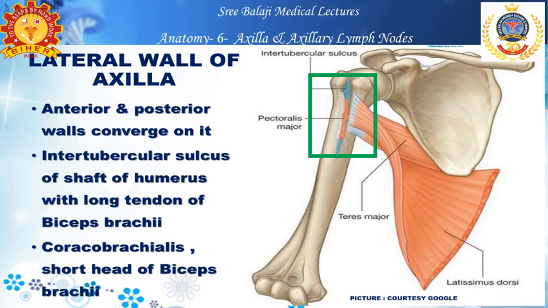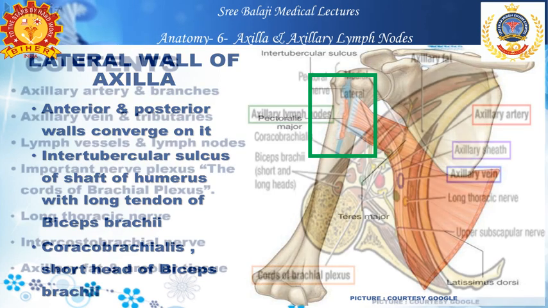So the lateral wall of axilla is formed by anterior and posterior wall convergence, intertubercular sulcus of shaft of humerus with long tendon of biceps brachii, coracobrachialis and short head of biceps brachii.